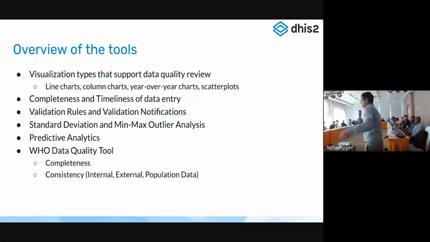And then we'll also just briefly touch on the WHO data quality tool, which some of you might be familiar with, some of you might not be, but we're happy to also discuss that in more detail later on as well.